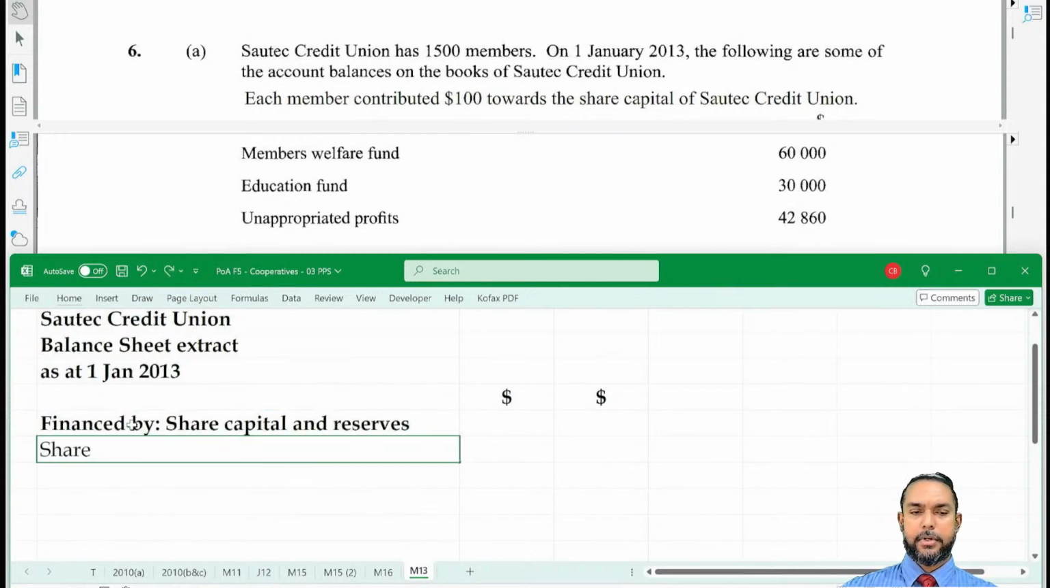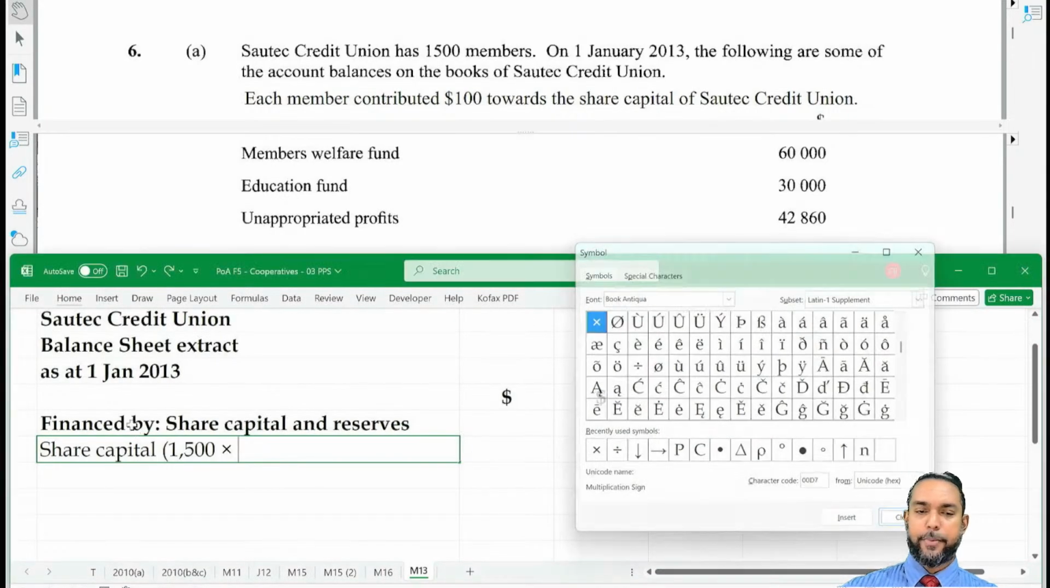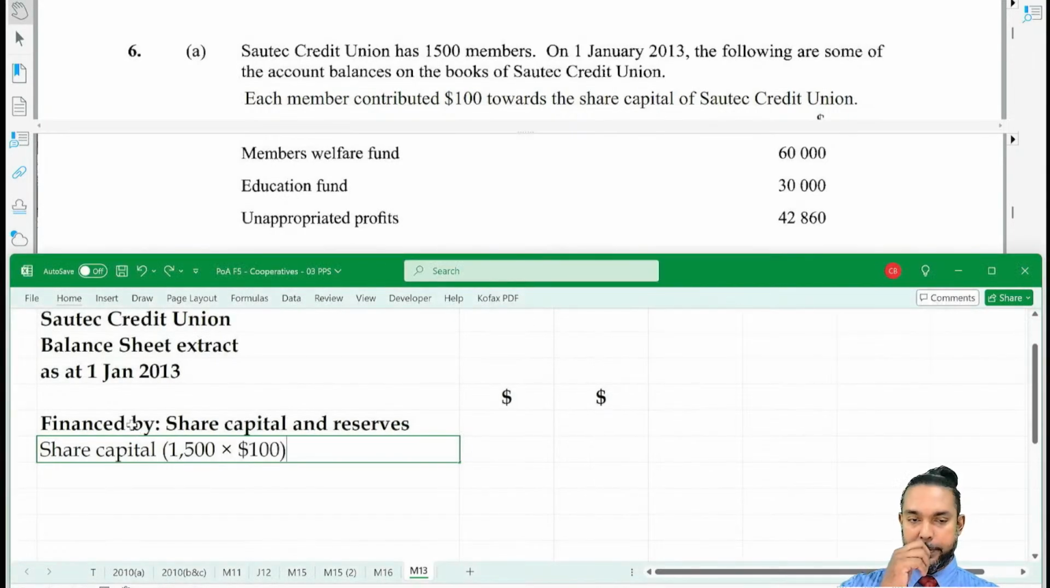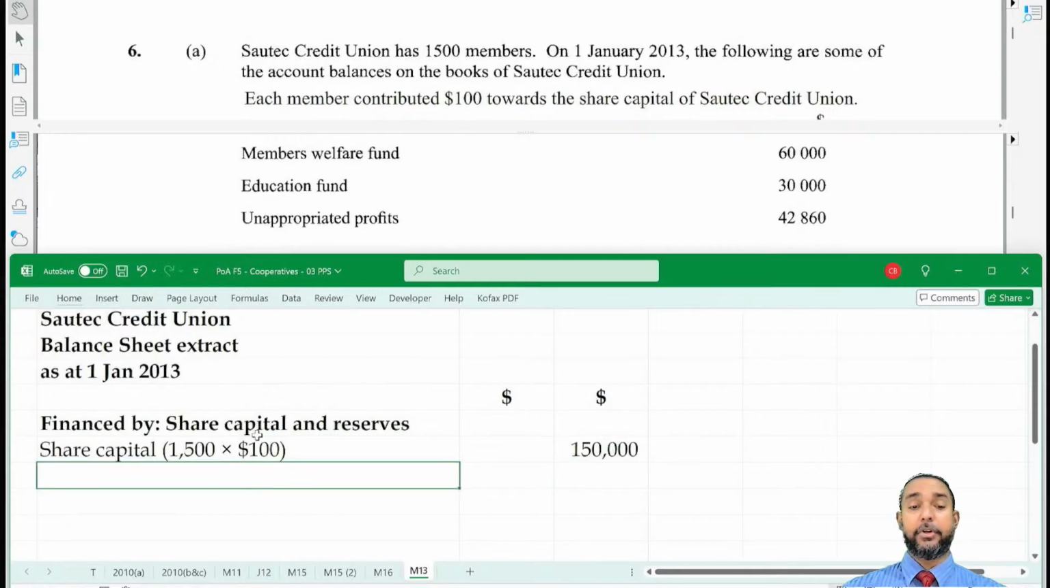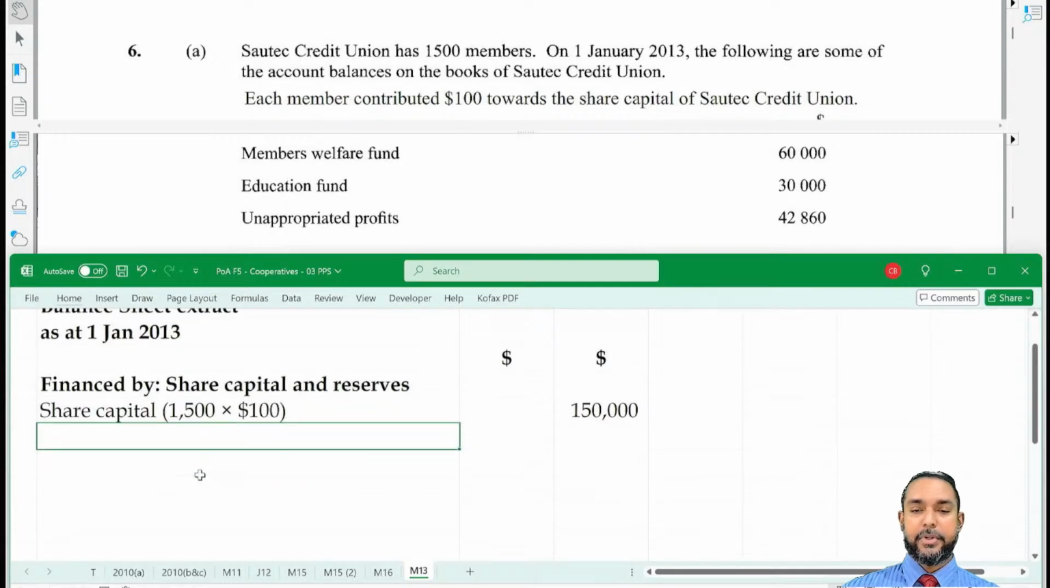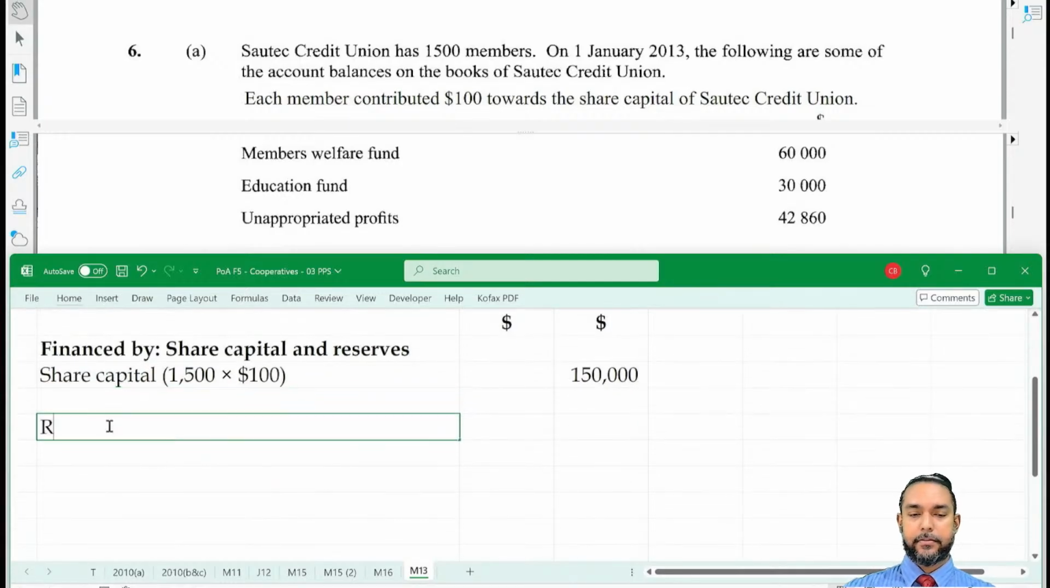Right, so share capital. They gave us that they had 1,500 members, but they didn't tell us anything about what they contributed in respect of share capital. So I made up a figure, right? So 1,500 by 100 is, oh sorry, 150,000, right? And then we have the reserves.